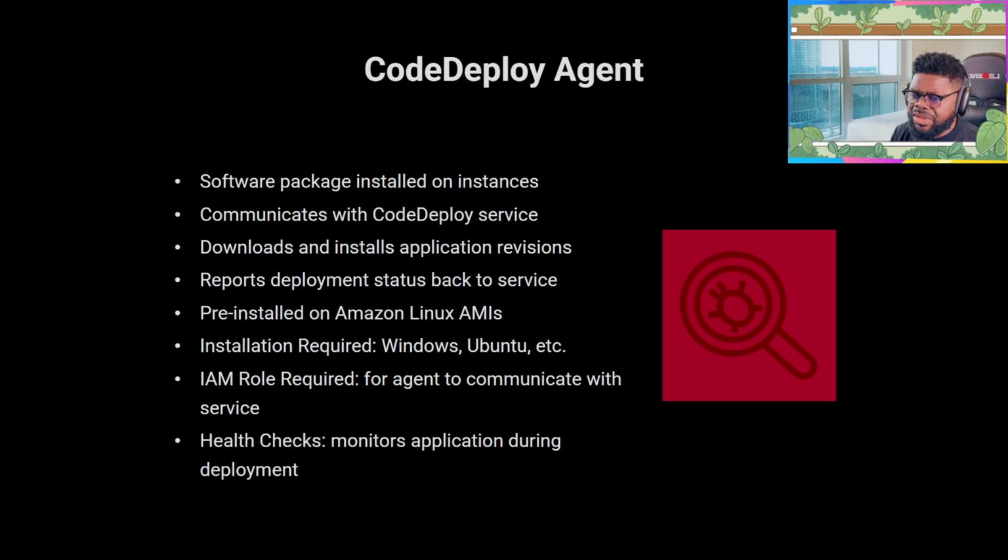It's pre-installed in many of the AMIs, especially the Amazon Linux AMIs. For some other operating systems, you need to install it. You can have it inside of your EC2, and you can also have it on-premise. So even if you needed to deploy something from AWS to your on-premise environment, you just need to have that CodeDeploy agent running there and create that connection.